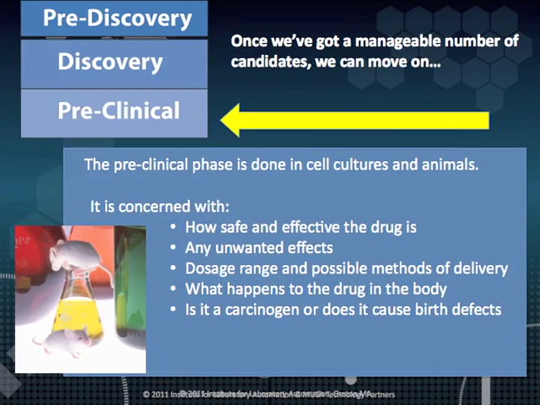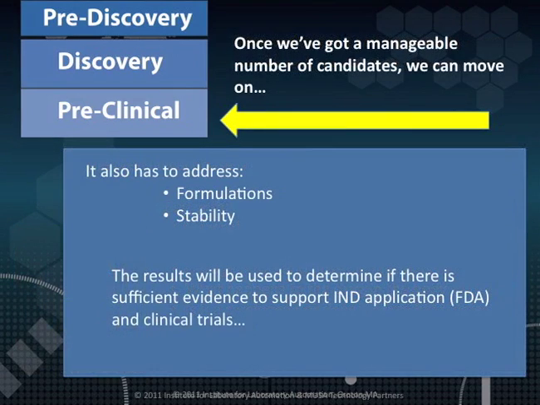They're also trying to understand what happens to the drug in the animal's body to better understand how it operates. They may be interested, for example, to find out if the compound leaves the body too quickly or accumulates in certain tissues that could cause problems. They also want to find out if it is carcinogenic or whether or not it causes the development of birth defects. In addition, preclinical researchers need to determine what kind of formulations should be used to deliver the drug and how stable those formulations are.